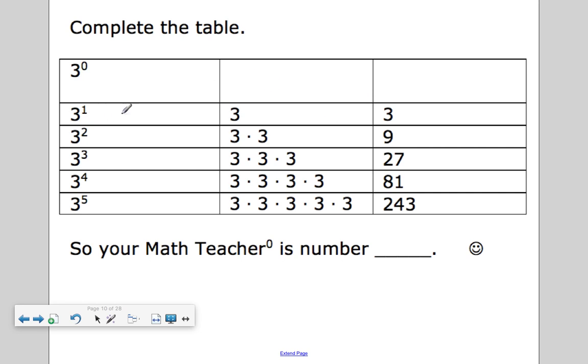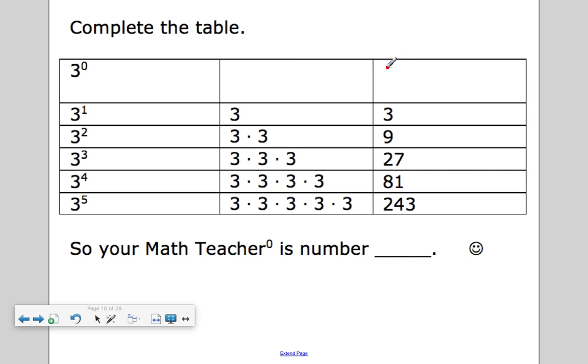3 to the power 1 is 3. 3 squared, 3 times 3 is 9. 3 cubed, 3 times 3 times 3 is 27. 3 to the 4th power is 3 times 3 times 3 times 3 is 81. And 3 to the 5th power is 3 times 3 times 3 times 3 times 3 is 243.